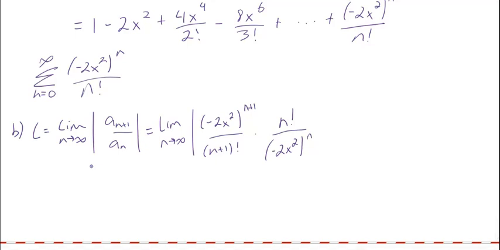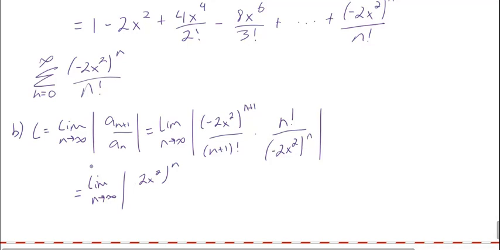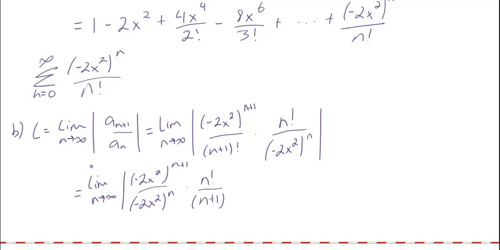All right, so there's a variety of ways that we can think about this. I guess I'll go and rewrite it the way we like to. Limit as n goes to infinity, absolute value, negative 2x squared to the n, there's a negative there, over negative n plus 1, 2x squared to the n, times n factorial over n plus 1 factorial.